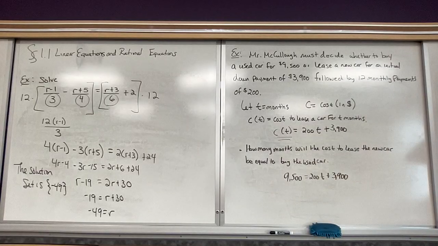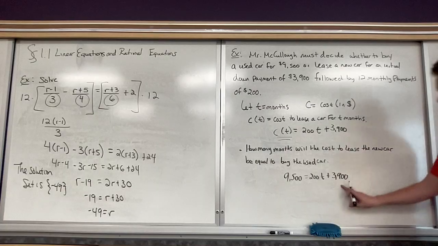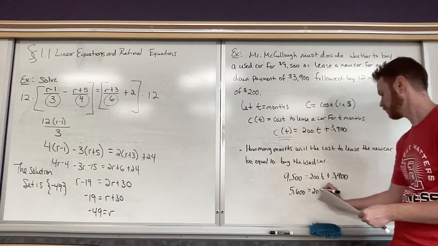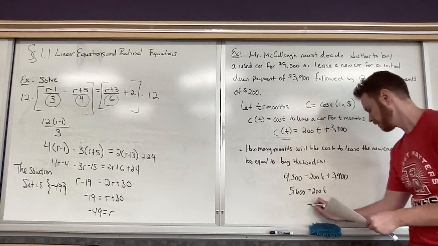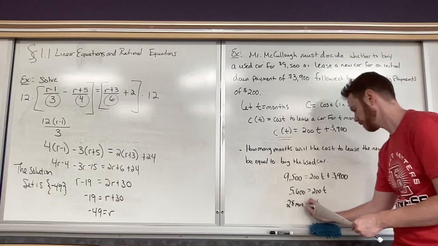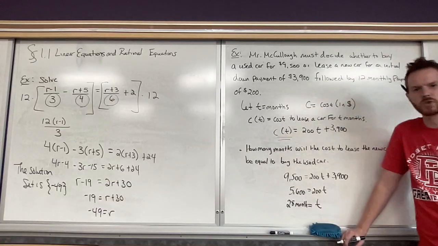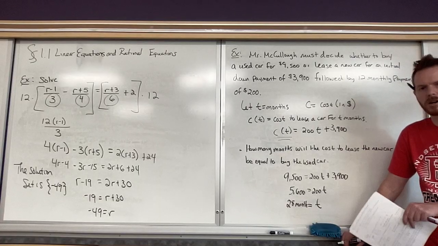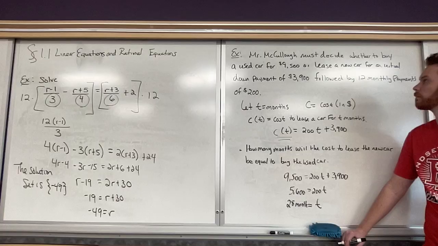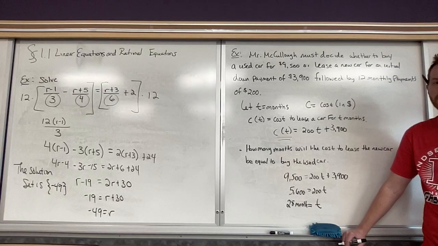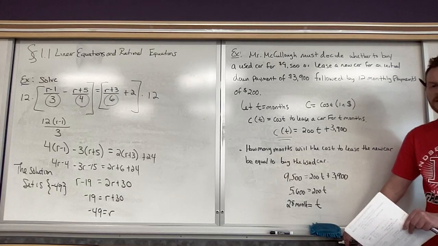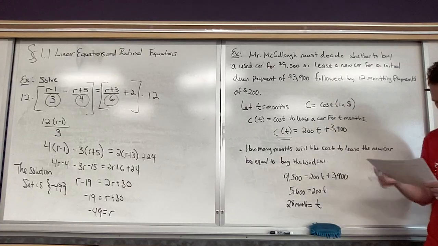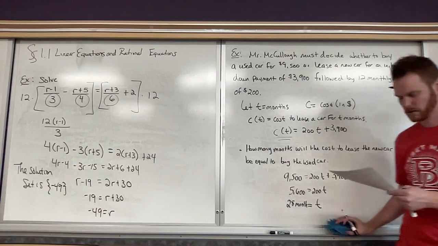Okay. Now, to solve it, we'll subtract this 3,900 over to the other side. So we get 5,600 equals 200t. Divide, we get 28 months. So it's going to take, what would that be, like 2 years and 4 months, to where leasing the car equals out to buying the used car. So something to think about, you know, weigh the options in your head. Is that enough time, or would it just behoove you to buy the used car and just go away from the whole monthly payments? Okay? All right, let's continue.